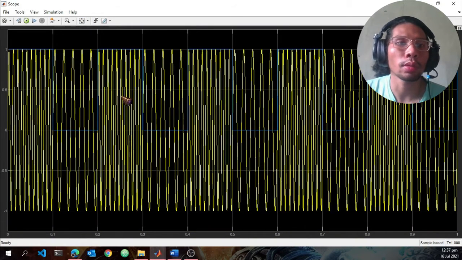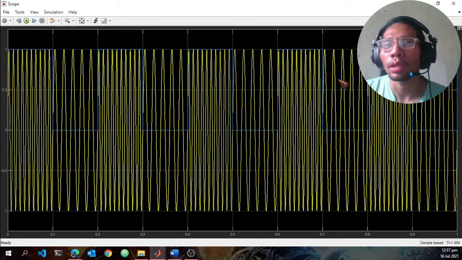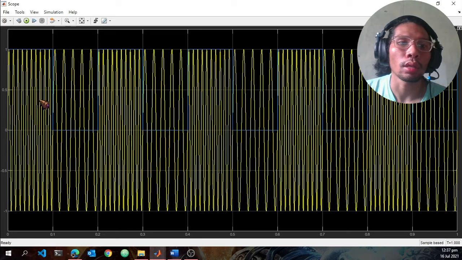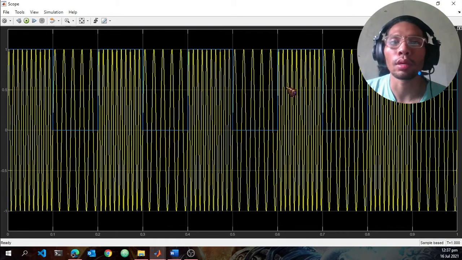So here we can observe that there are 1, 2, 3, 4, 5, 6, 7, 8, 9, 10 bits per second for the pulse generator, and the repetition of the FSK output signal for high frequency and low frequency is 5 sets of repetition. And that concludes our simulation for the FSK block diagram.